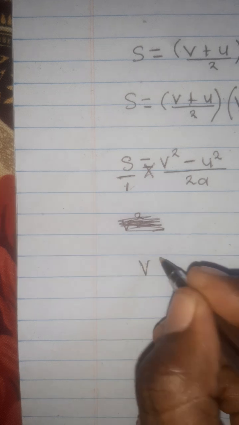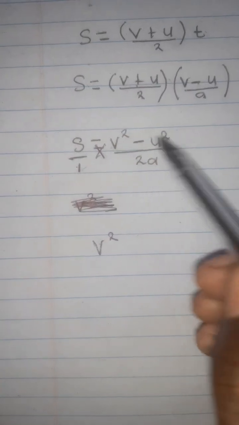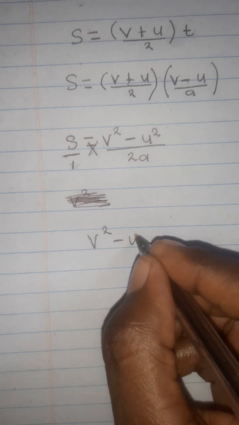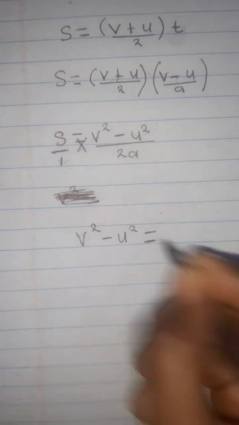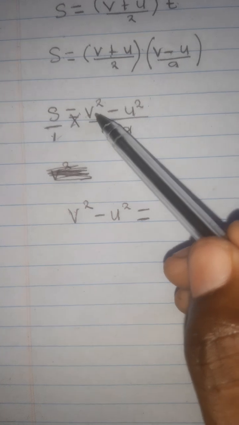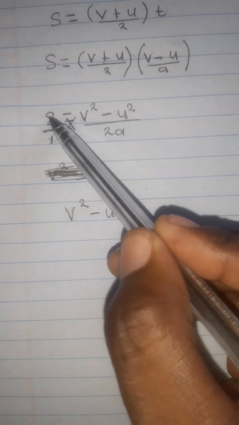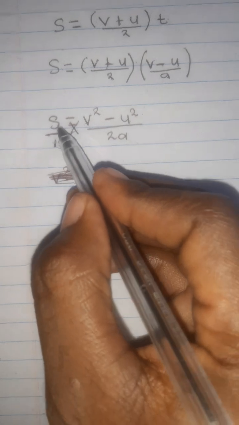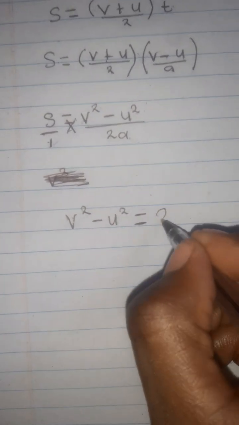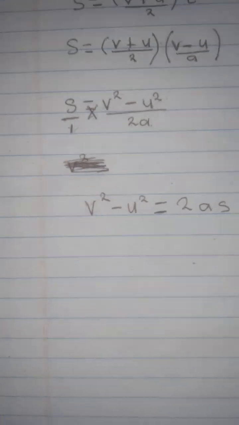How do I do that? I'll balance here by putting a 1, then cross multiply. So 1 times v squared, that is v squared, and 1 times negative u squared, that is negative u squared. Then that's when you can say equals to. Take note, you multiply 1 with all this here, then you also multiply s by the other side. So what is s times 2a? That is 2as. Okay, we're almost done.